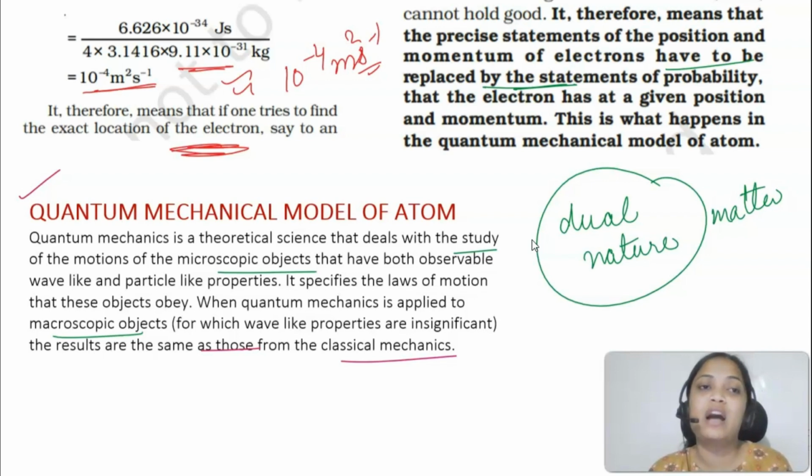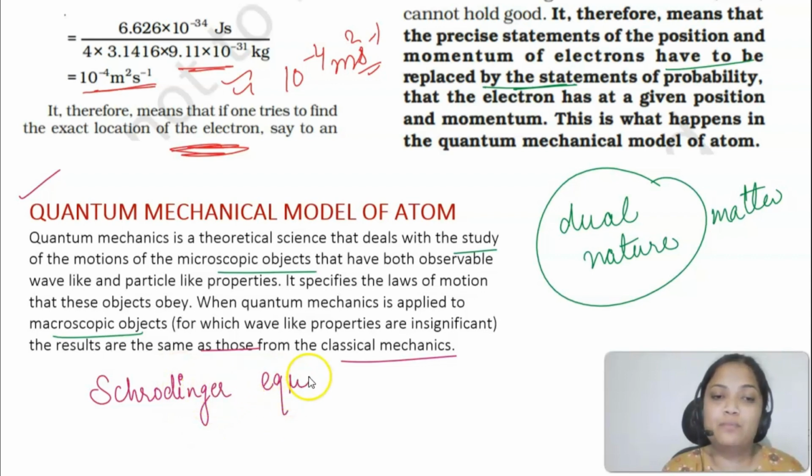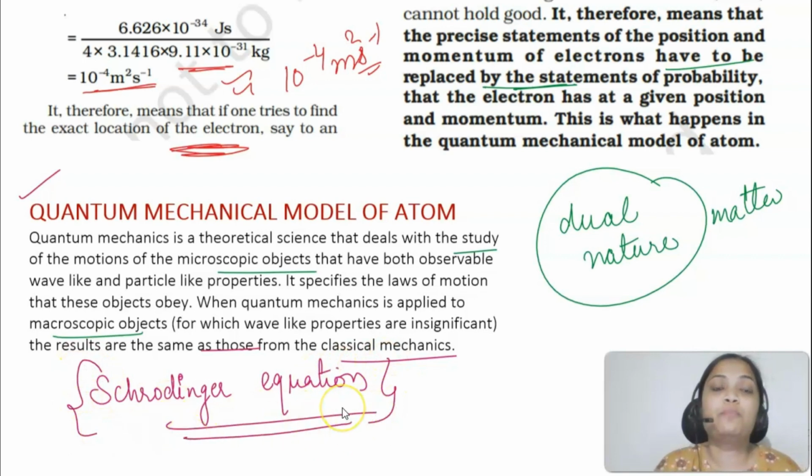Okay, so now we will not talk about the definite path of electron. We cannot say it according to Heisenberg's principle, right? So from now onwards, we will be talking about the probability of finding the electron. So that is actually given by the Schrödinger equation. The Schrödinger equation is a very important equation in quantum mechanics that talks about the probability of finding the electron. Okay, so let us learn more about it.